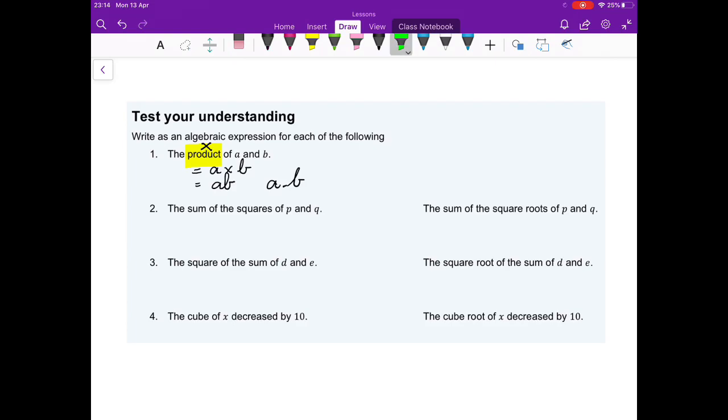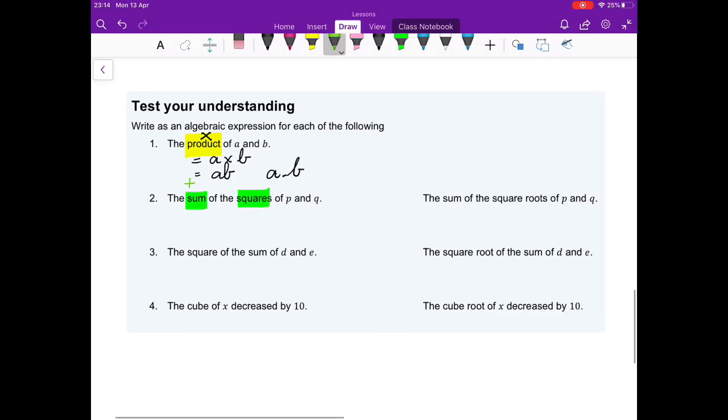Let's look for our next keywords in number 2. Sum, squares. Sum means to add. Squares, exponents, the square of. Right, let's have a look here. So we've got to find the sum of the squares of P and Q. So we're going to put a P and a Q.